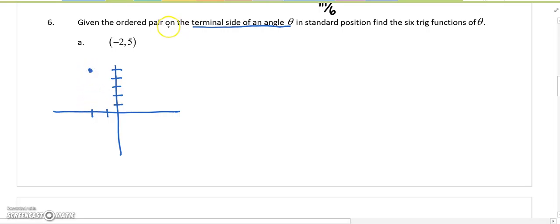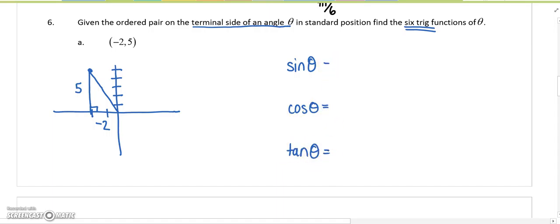So my point is right about here. And if that's on the terminal side, that means I should be drawing a terminal side to the origin. And from there I can get a triangle, a right triangle specifically. Not only do I have a triangle, but I know some of the sides, negative 2 and 5. Then it's a 6 trig function, so that's kind of like what we did before. Sine theta, cosine theta, tangent theta, and the reciprocals. Cosecant theta, secant theta, and cotangent theta.